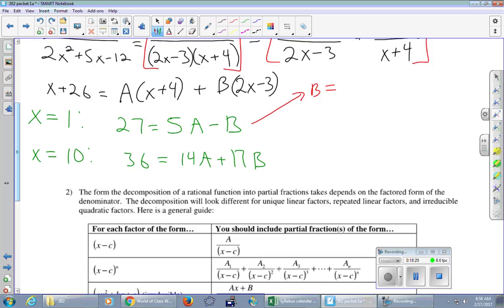If I solve this equation for B, I'll move the B to the left and bring the 27 to the right. So we get B equals 5A minus 27. And then we substitute that into the other equation. 36 equals 14A plus 17, and then instead of B, 5A minus 27.